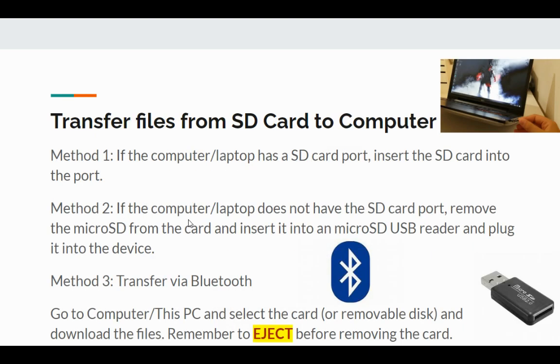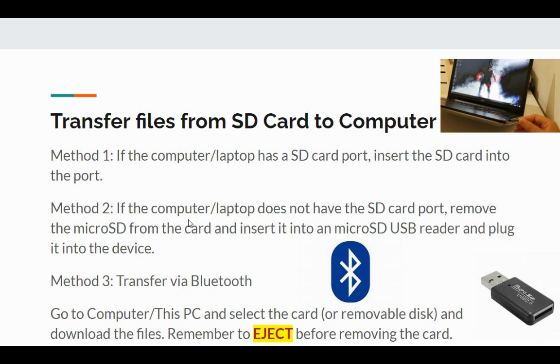Okay, transfer files from SD card to computer. There are literally many ways to do this, and it depends on the model of the computer. So, if it has an SD card port, you can go and find it on the computer. Not all laptops would actually have it, so just insert it into the port, or the micro SD with the adapter. Just take the adapter with the micro SD inside and insert it into the port.